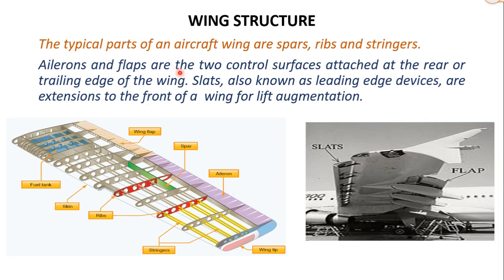So wing flap and aileron are the two control surfaces that are attached at the rear or trailing edge of the wing. Slats, on the other side, are also known as leading edge devices. They are attached at the forward, in front, at the leading edge of the wing. They increase the lift. This is the slat here and this is the flap. They can be retractable. They are used to increase the lift by increasing the surface area.